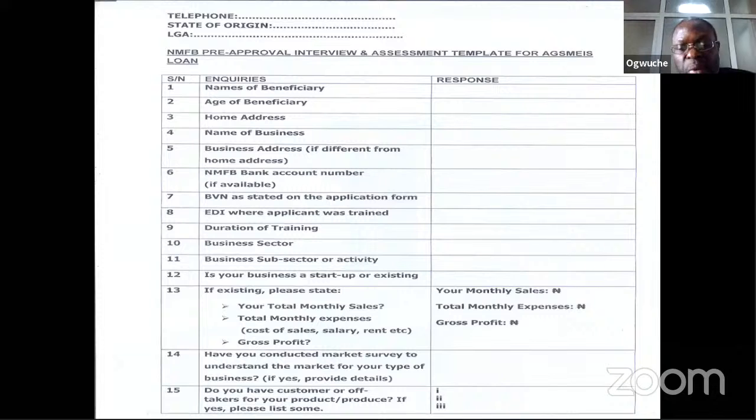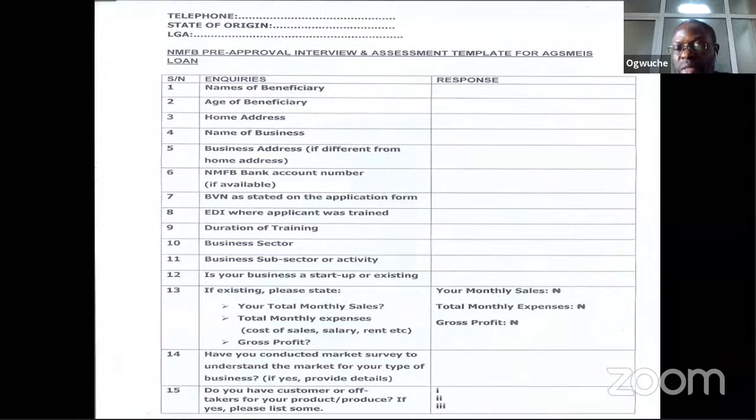Okay, what are the expenses? The expenses that go into it include things like the cost of sales, salary, the rent, the cost of feeds. All of those things go into it. If your sales are higher than the expenses, then of course you are making profit. So if in a month you sell 10,000 naira, and the expenses you incur come to like 6,000 naira, then you are making a profit of like 4,000 naira.